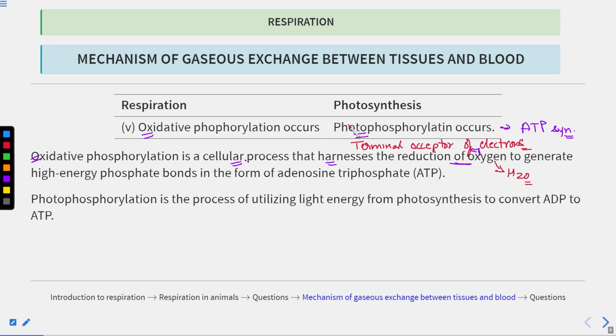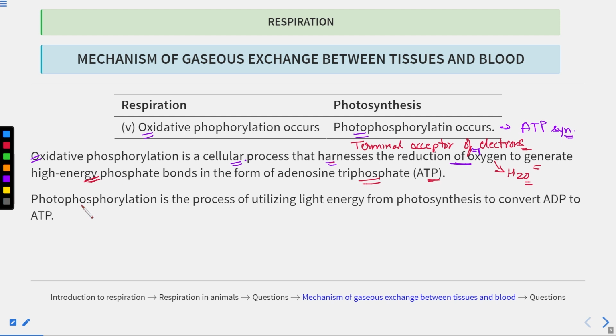All right, so during oxidative phosphorylation, it harnesses the reduction of the oxygen to generate a high energy phosphate bond in the form of adenosine triphosphate. So adenosine triphosphate consists of high energy phosphate bonds. It has 3 phosphates, that's why the name triphosphate.